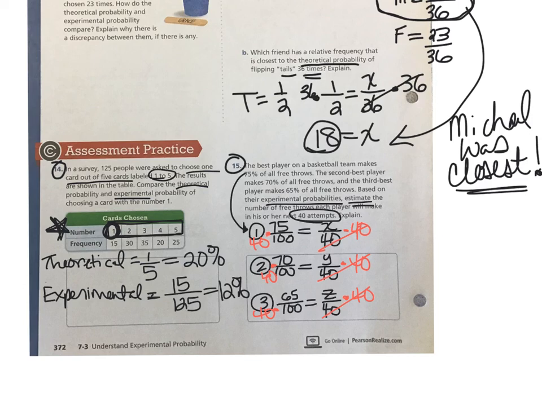So let's figure out how many free throws that would be for player 1, player 2, and player 3. In this case, player 1 would be expected to make 30 out of the 40 free throws. Player number 2 would be expected to make 28 out of the next 40 free throws, and player number 3 would be expected to make 26 out of the next 40 free throws. Now you're ready to try some problems on your own.